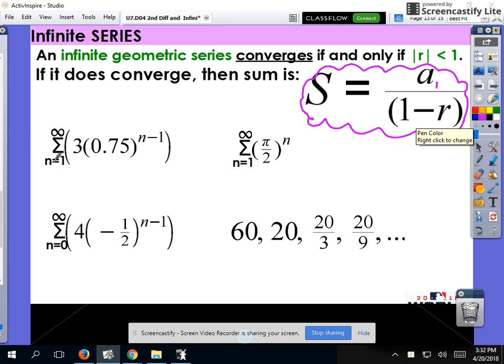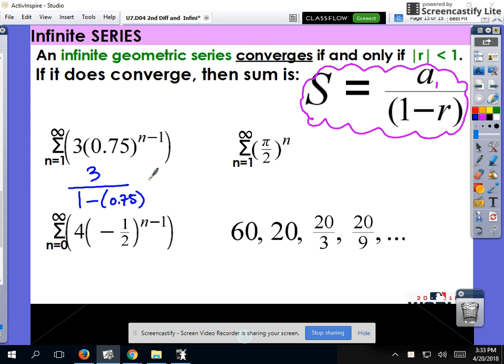So let's see what happens. If I plug in 1 here, it's 1 minus 1, and that goes away, so we have 3. So my first term is 3. Okay, let me catch up on my notes. So I have 3 over 1 minus, what's my r value? 0.75.